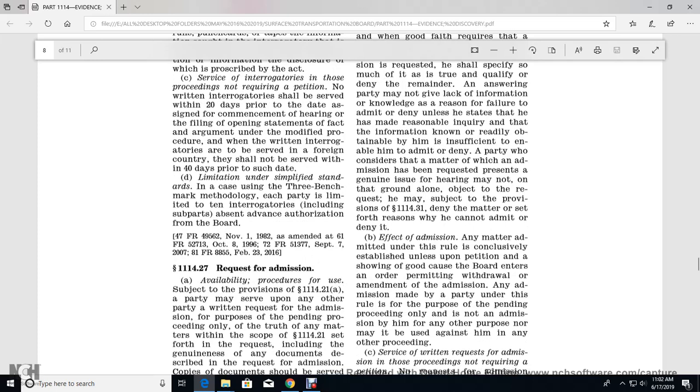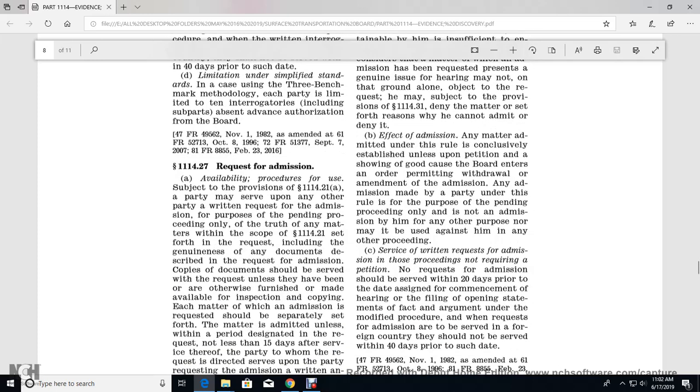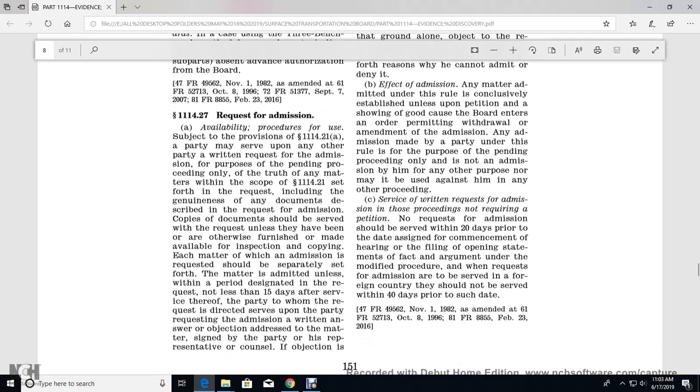Rule 11-14-27: requests for admission. The availability procedure for the use of the subject follows provision 11-14-21A. A party may serve upon any other party a written request for the admission, for the purposes of the pending proceeding only, of the truth of any matters within the scope of 11-14-21 set forth in the request, including the genuineness of any documents described in the request. Copies of the documents should be served with the request, unless they have been made or otherwise furnished or made available for inspection, copies of each of the matters within the admission.